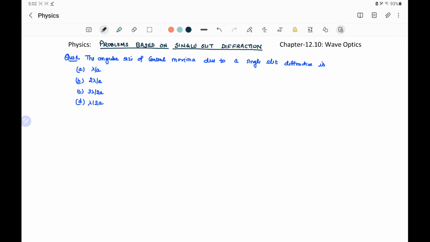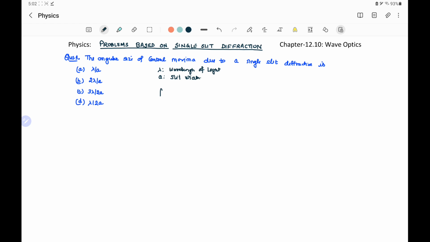First question based on the single slit diffraction is: the angular size of the central maxima due to a single slit diffraction is, and there are four options which use two parameters. One is lambda, another is a. Lambda is the wavelength of light used and a is the slit width.